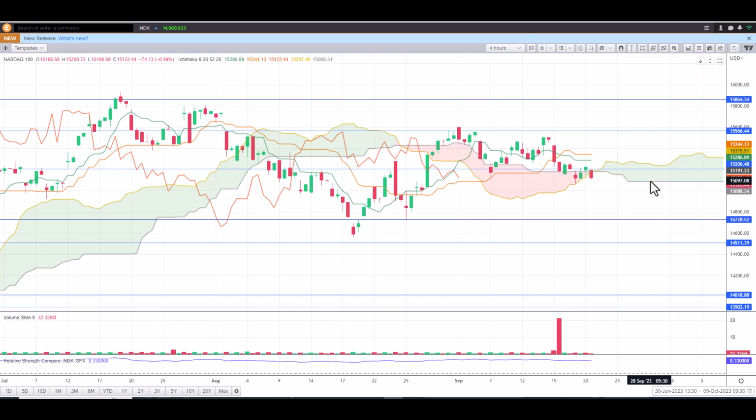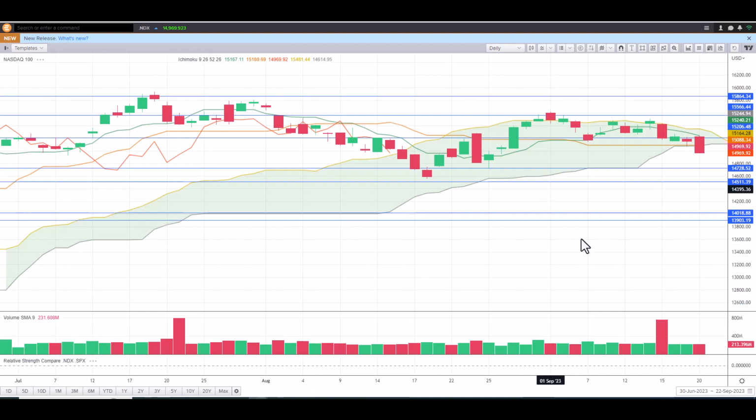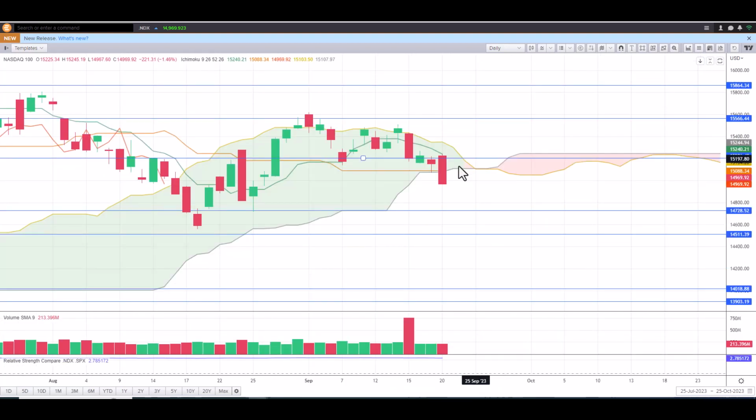If support does not come back in at these two levels at the bottom end of the cloud here, then it activates these two downside targets. But bearish outlook on the daily, on the 4-hour. Bearish outlook on the daily now, because the outlook has just changed. So the market needs to get back above the top end of the cloud here. And these are the downside risk targets to keep an eye out on.